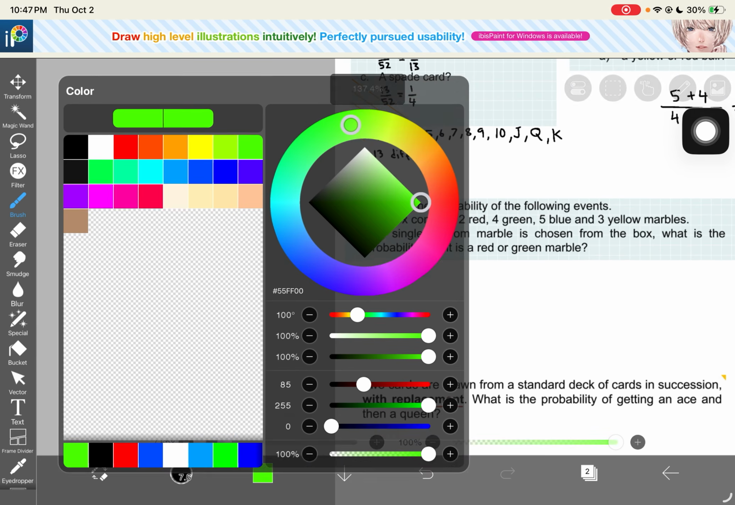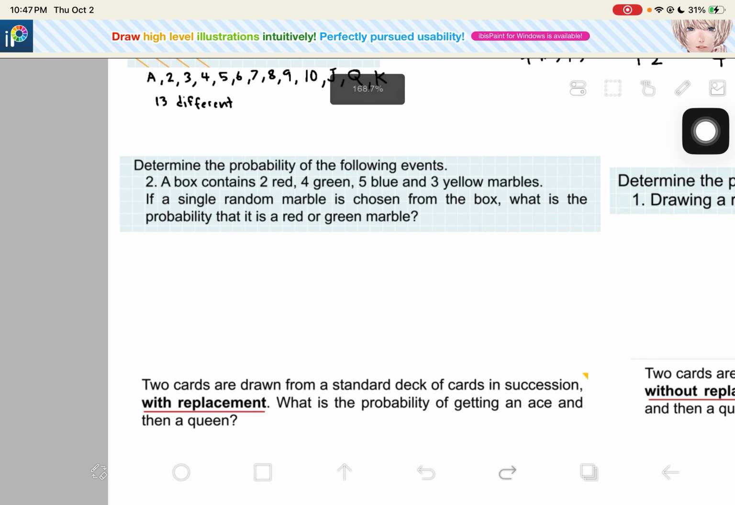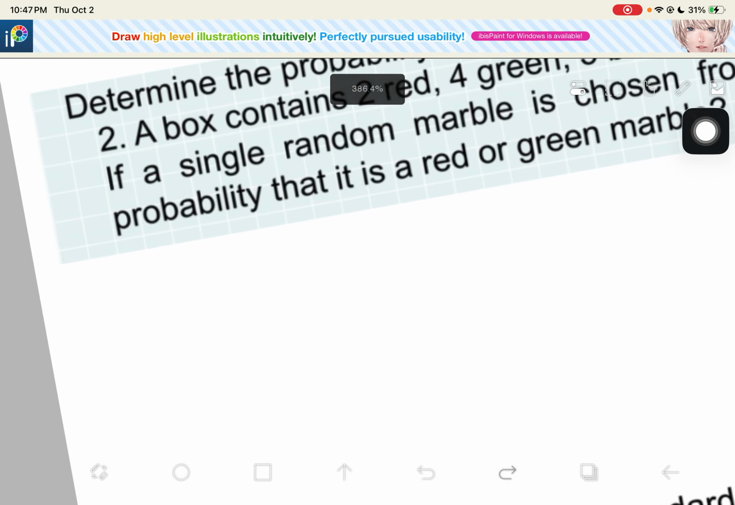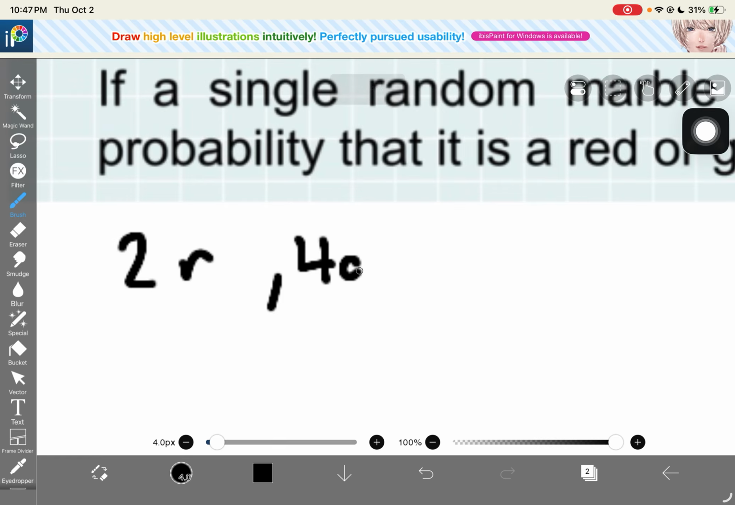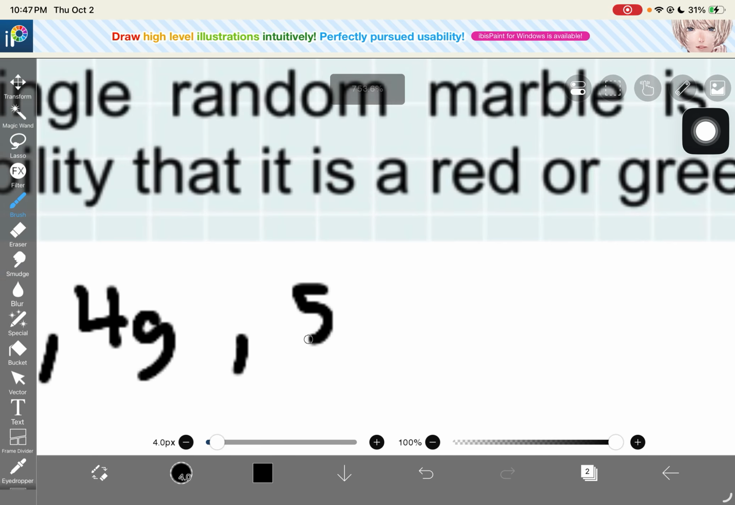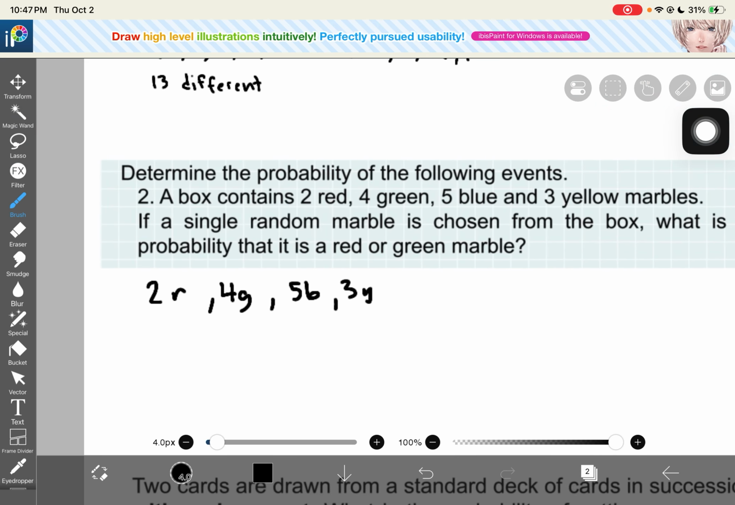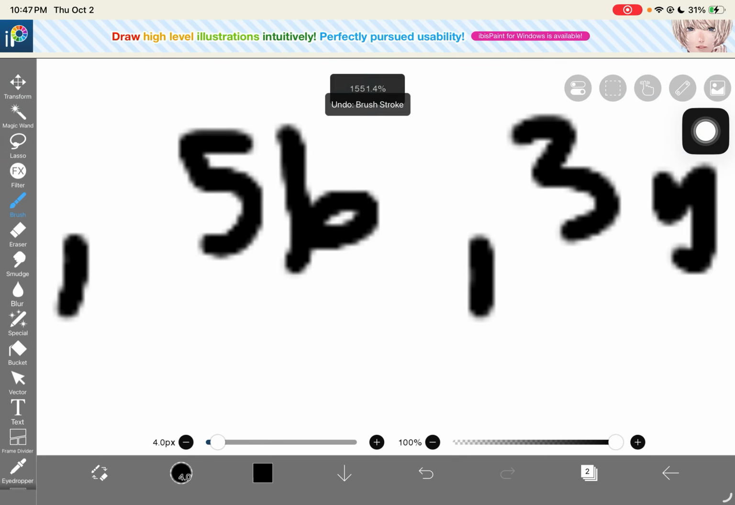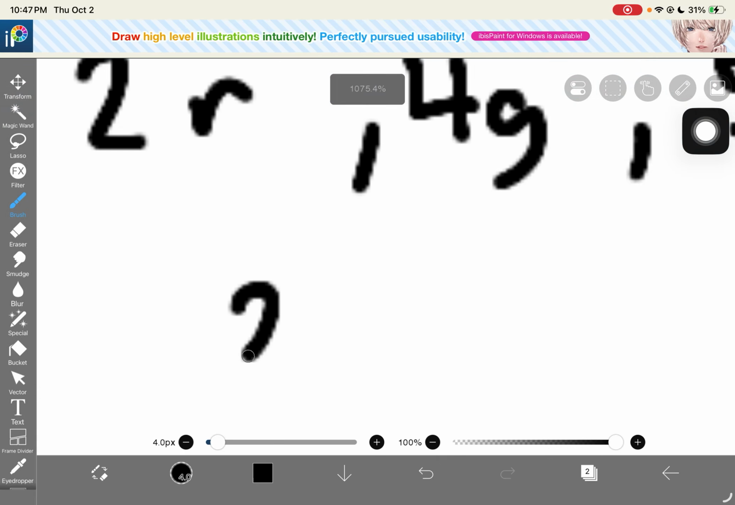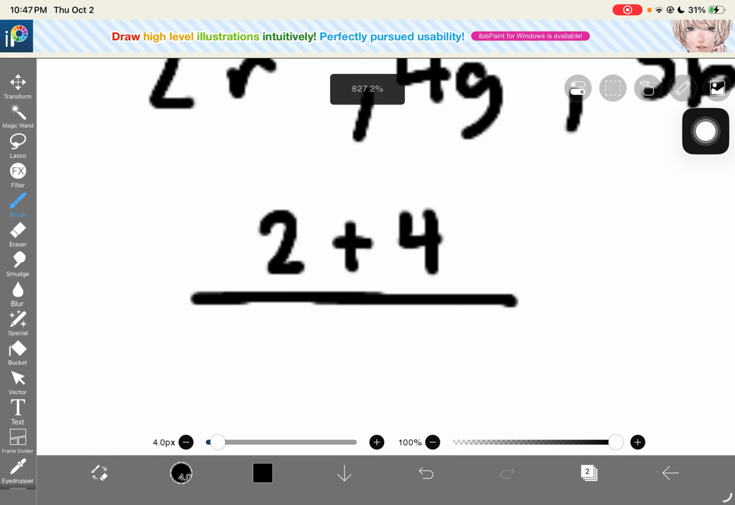All right, now time for mutually exclusive and non-mutually exclusive events. A box contains 2 red, let's write the given: 2 red, 4 green, 5 blue, and 3 yellow marbles. If a single random marble is chosen from the box, what is the probability that it's a green or red marble? We have 2 reds plus 4 greens, all over all the outcomes.